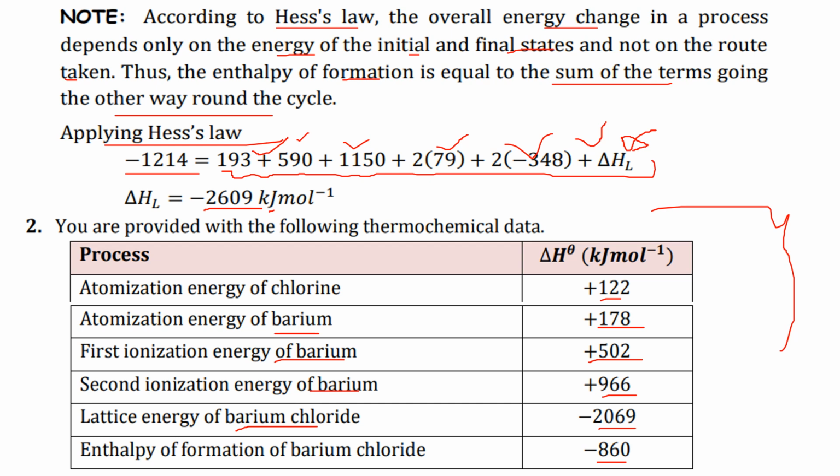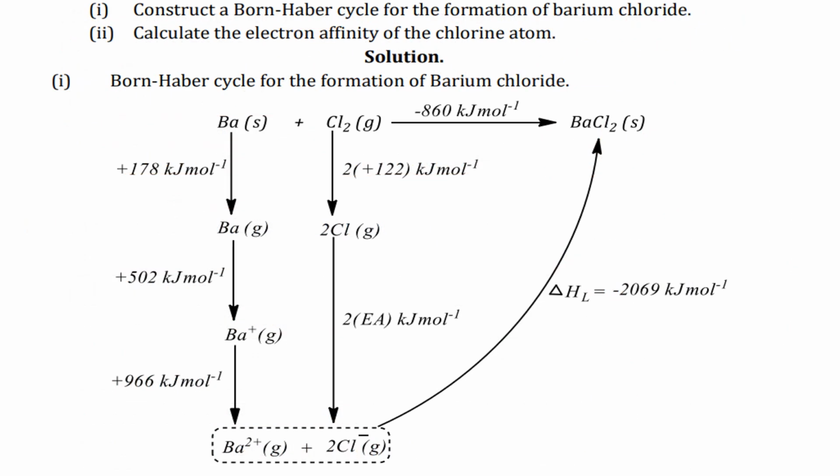So let's look at the questions that are involved in that. The prompted questions are: Roman number 1, construct a Born-Haber cycle for the formation of barium chloride. And Roman number 2, calculate the electron affinity of the chlorine atom. So let's start with the solution for Roman number 1.